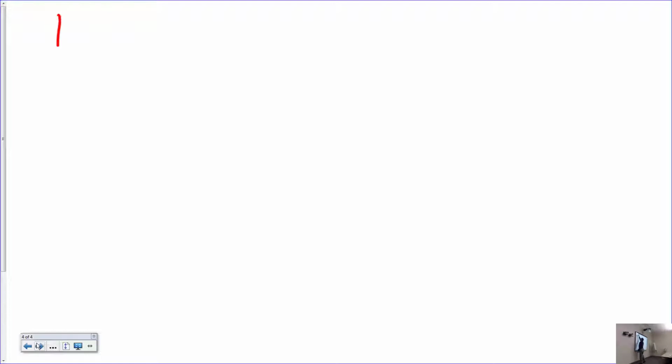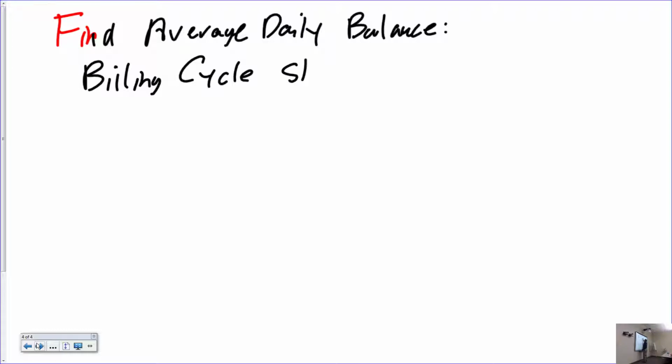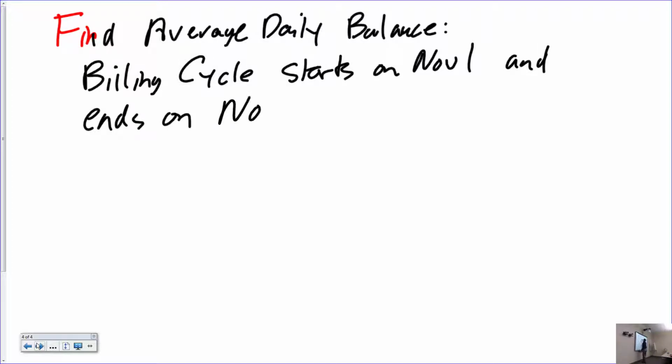So, find the average daily balance. So, let's actually do that example. What was the real average daily balance for that example, right? So, billing cycle starts on November 1st and ends on November 30th.